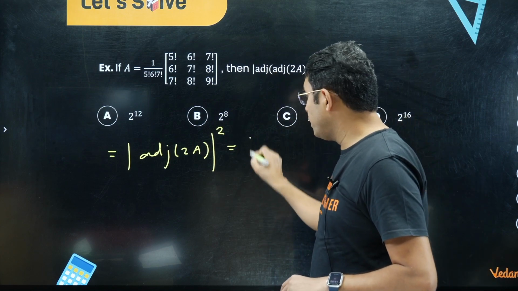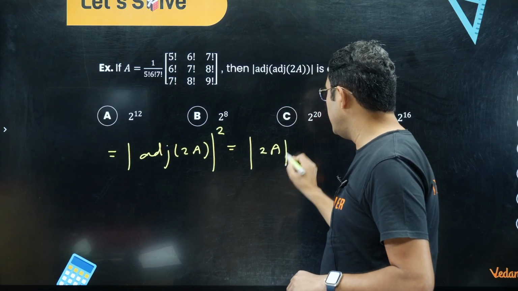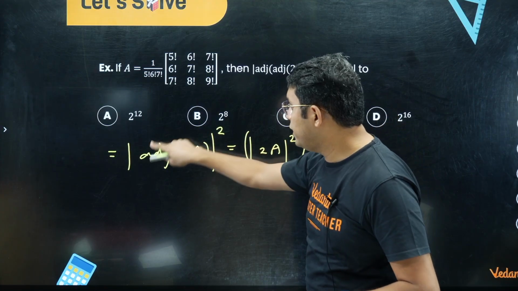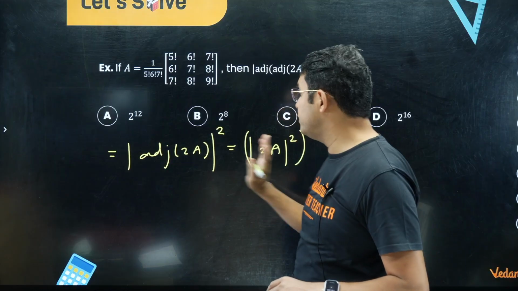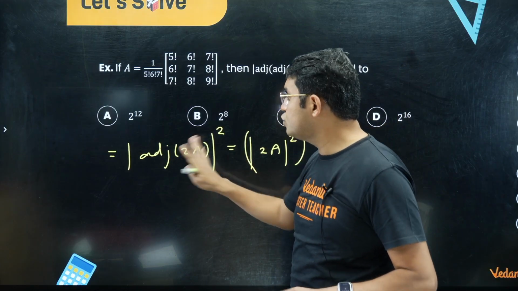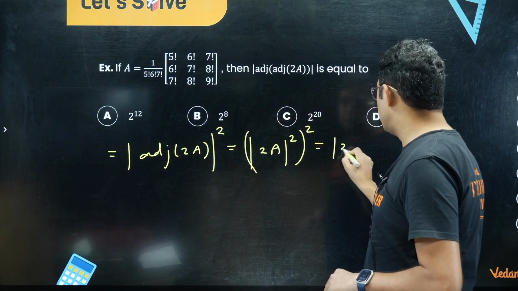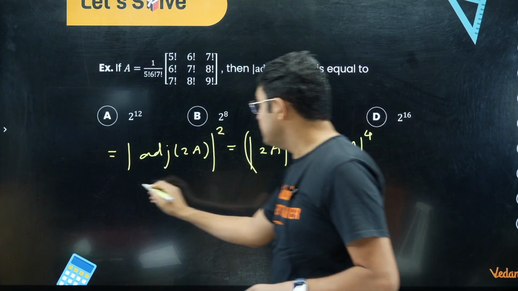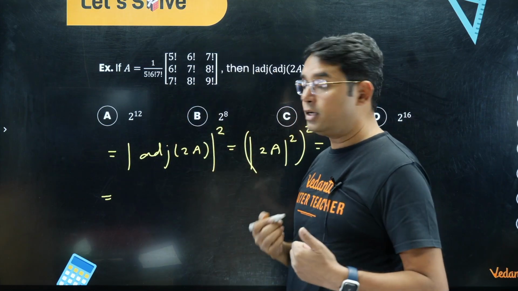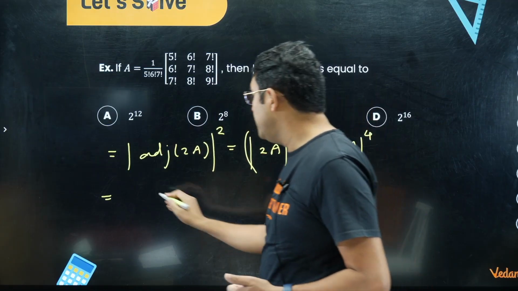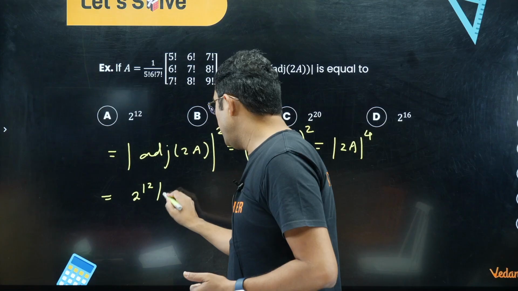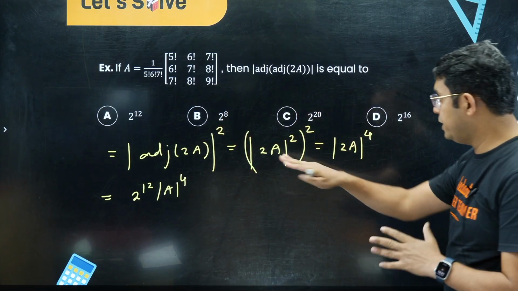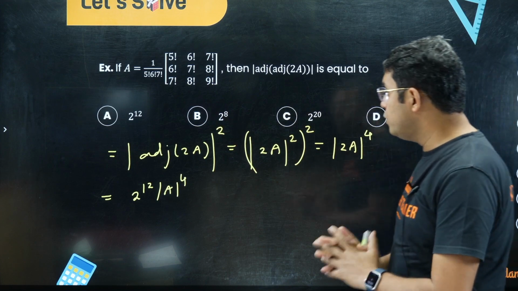Now if you use that property once again, it will become determinant of 2A power 2 whole square. This power 2 is coming when you are removing this adjoint and taking the determinant of this 2A. So this will become equal to determinant of 2A whole power 4. Now this A, because it's a matrix of order 3 into 3, I can bring 2 outside, it will become 2 power 12 into determinant A power 4. So far I think there is no problem in this calculation. I think this should be very much clear to all of you.